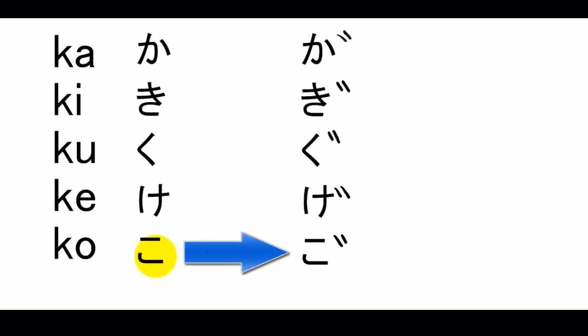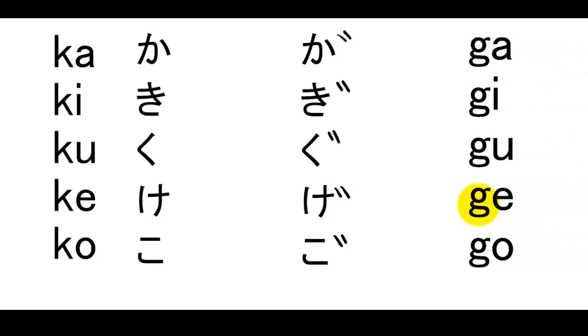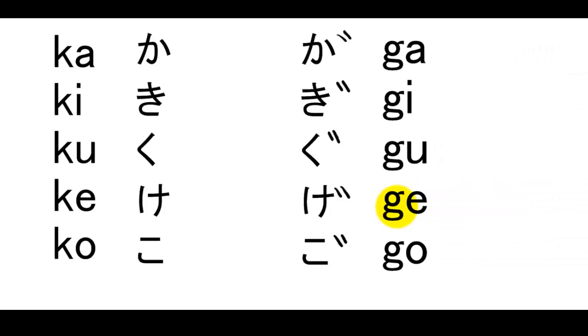And ko becomes go. Now when we write these hiragana in romaji, then the letter that you use instead of a K is a G. They become ga, gi, gu, ge, go.